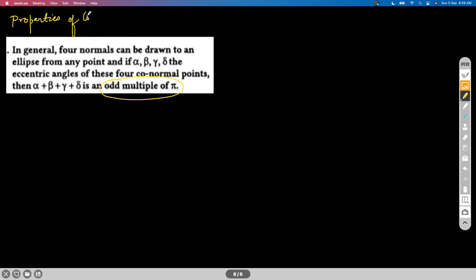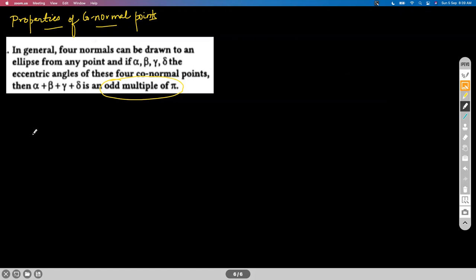Properties of co-normal points. Prove that the feet of the perpendicular of these normals, the eccentric angles will add up to give you an odd multiple of pi always.